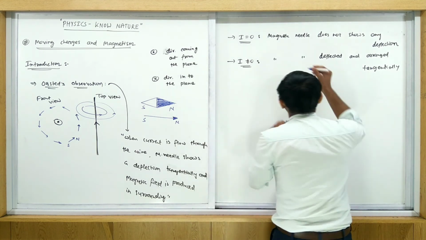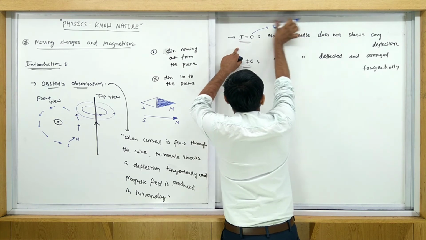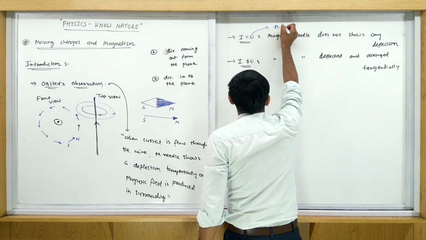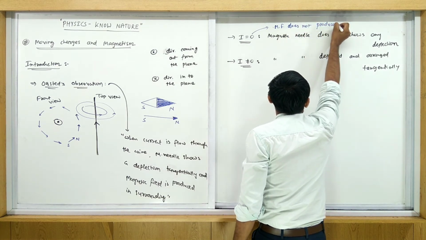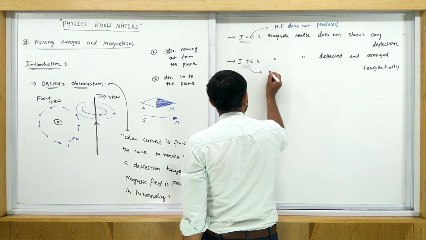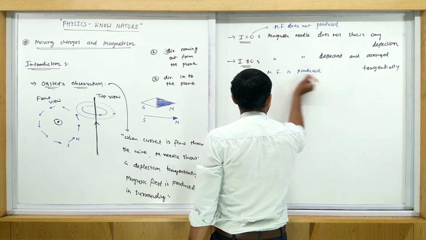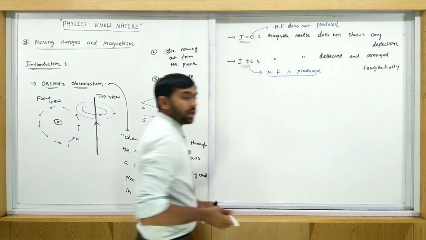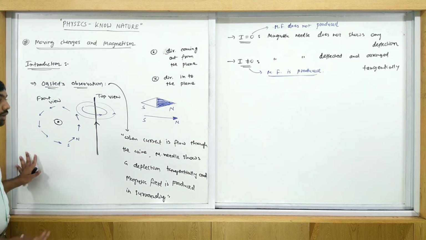So in this case, when the current is zero, let's write in short format, the magnetic field is not produced, but when current flows through it, the magnetic field is produced. So the magnetic field is produced only due to this current, and due to this magnetic field, some force acts on this magnetic needle, and the needle shows some deflection. So that is a simple observation.